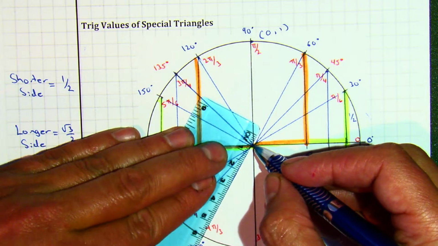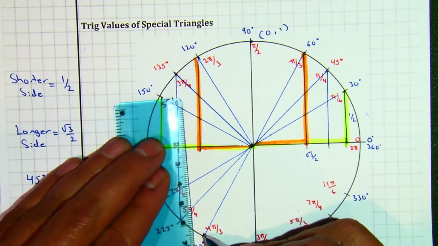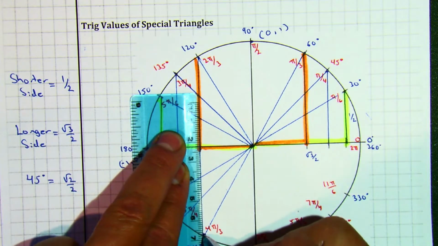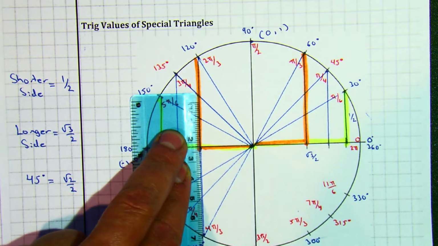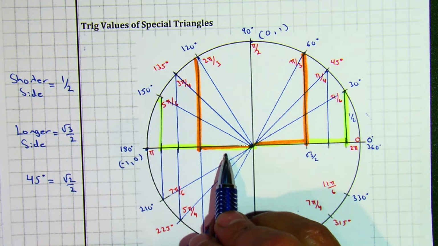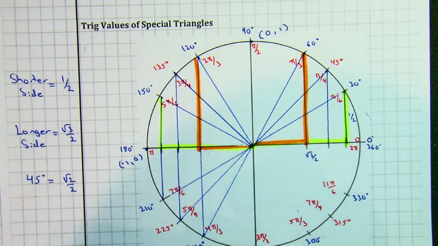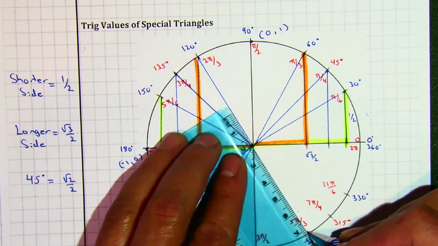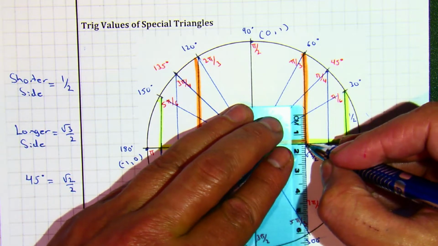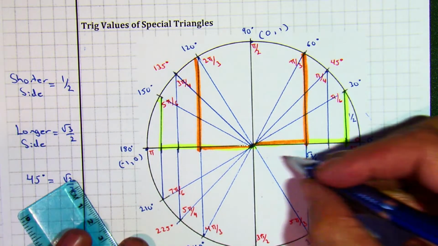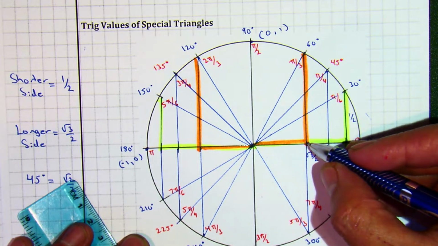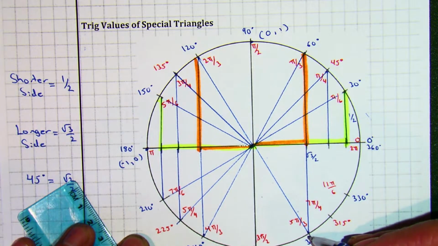For 240 degrees, your y value is your sine, which is negative square root of 3 over 2, the longer side. Shorter side is negative 1/2 because it's going to the left. 270 degrees is (0, -1). So your cosine is 0, your sine is negative 1. For 300 degrees, your cosine is positive 1/2, your sine is negative square root of 3 over 2.